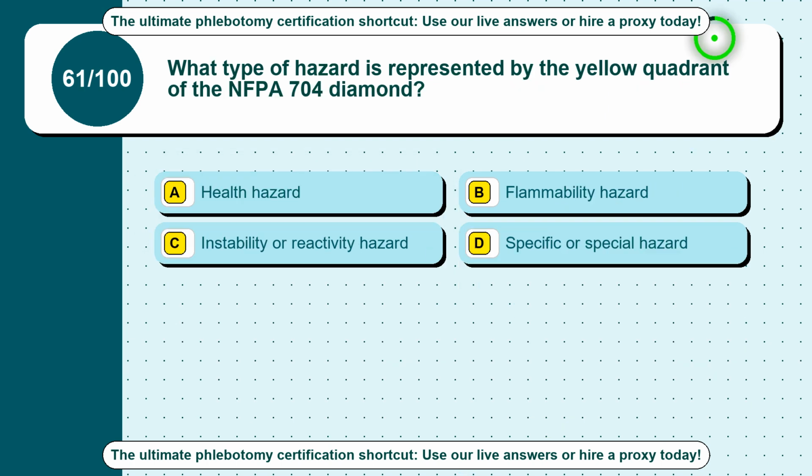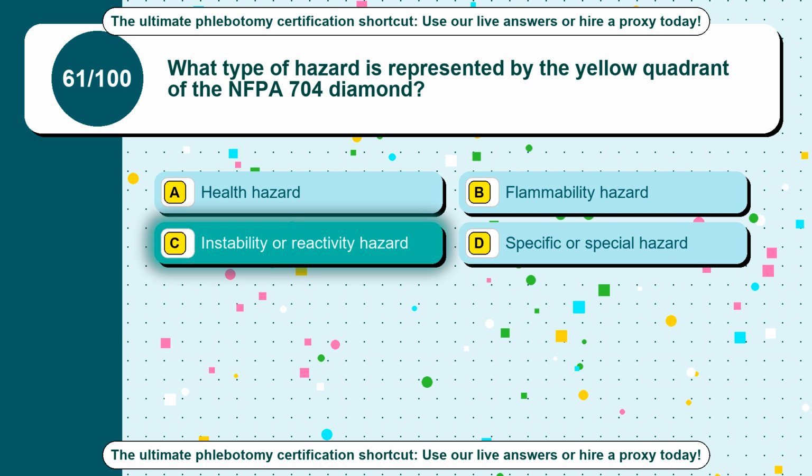Question 61. What type of hazard is represented by the yellow quadrant of the NFPA 704 diamond? Option A. Health hazard. Option B. Flammability hazard. Option C. Instability or reactivity hazard. Option D. Specific or special hazard.